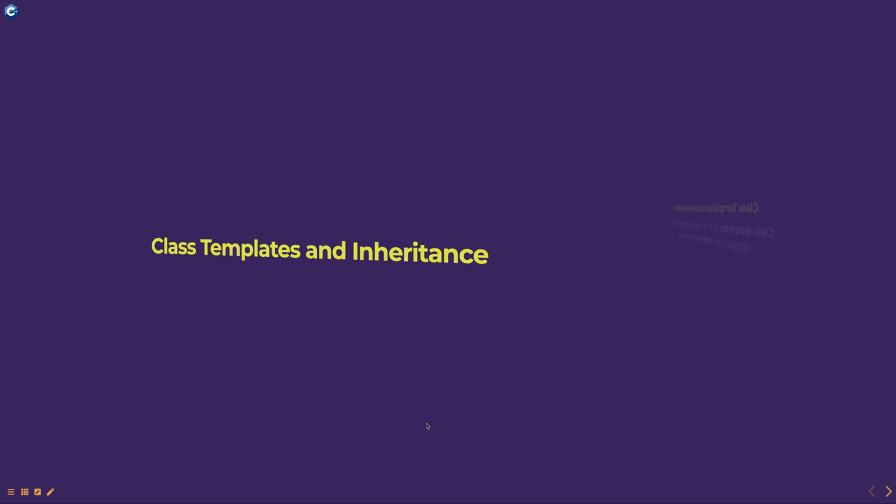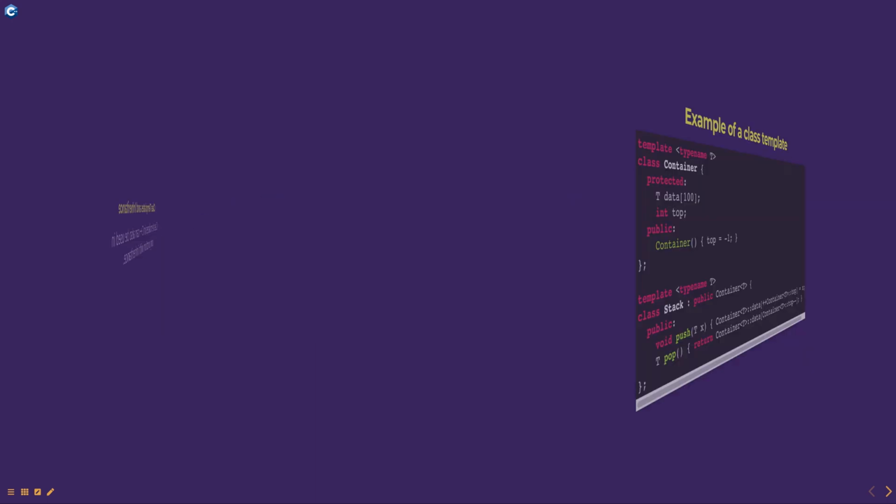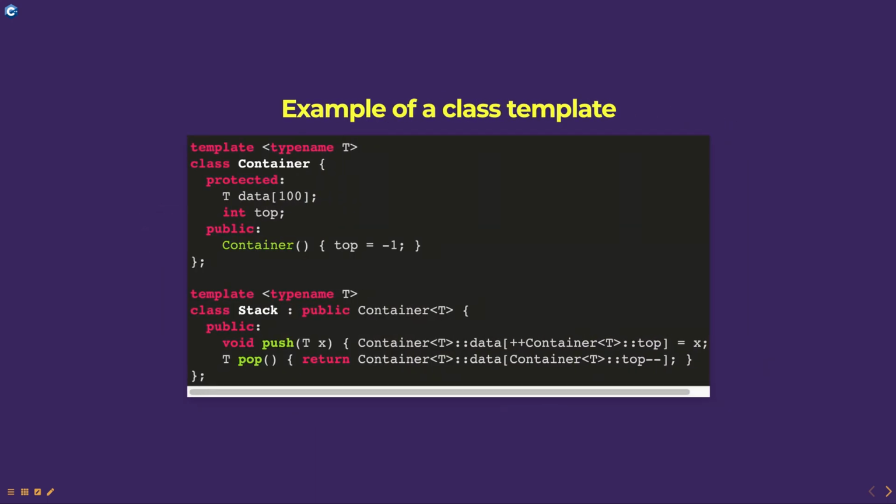A class template in C++ can also be used in conjunction with inheritance. A class template can inherit from another class template or a non-template class, and a non-template class can inherit from a class template. Here is an example of a class template stack inheriting from a non-template class container.